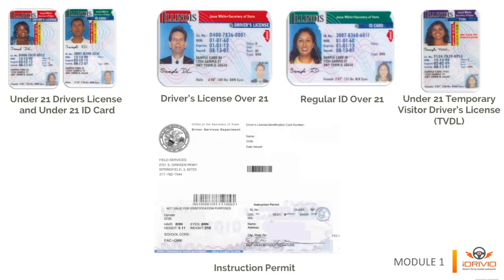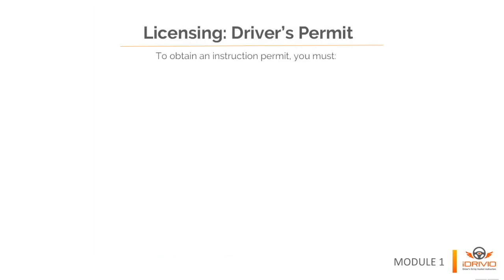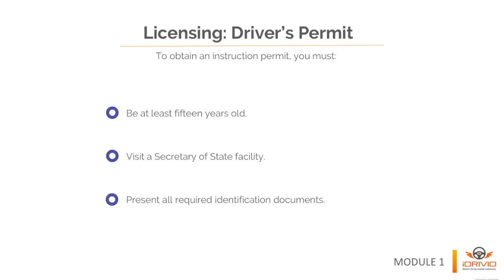An instruction permit. To obtain an instruction permit, you must be at least 15 years old, visit a Secretary of State facility, and present all required identification documents. You may click the plus button to see the full list of required documents.